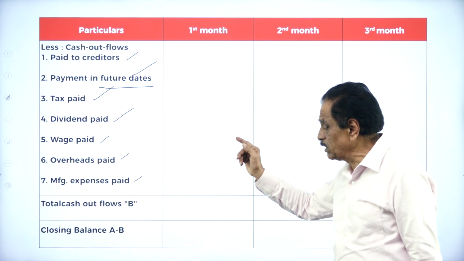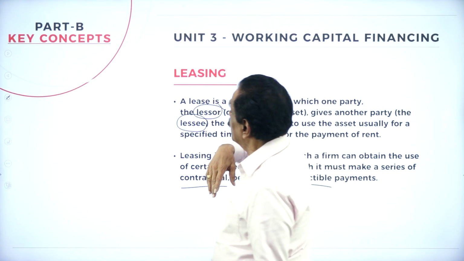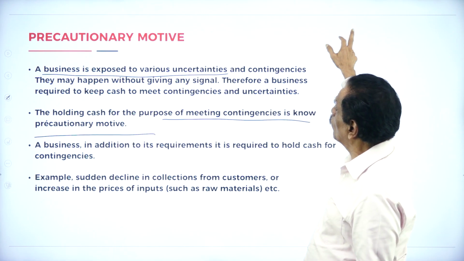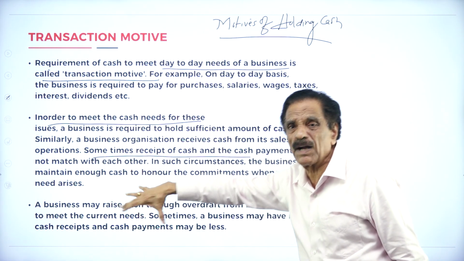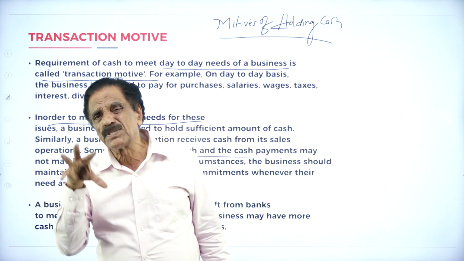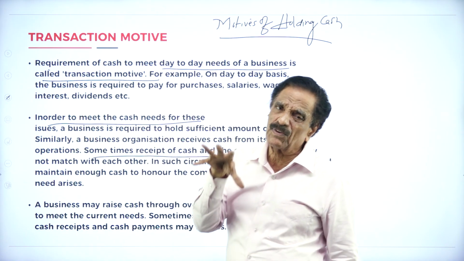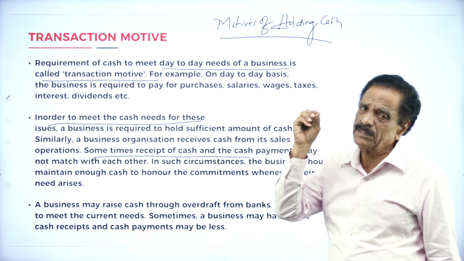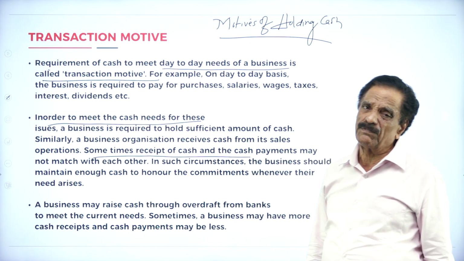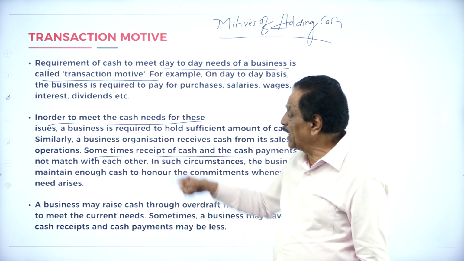The closing balance of this becomes the opening balance for this. Before that, there's one word I showed you regarding the motives of holding cash. The most important is the transaction motive, because we have to keep some cash for purchases, wages, salary, and payment of dividend. That's called the transaction motive.